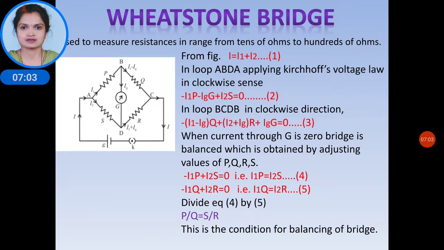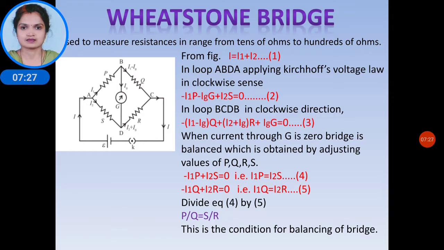Now next we will go for the Wheatstone bridge. The Wheatstone bridge is used to measure resistances in the range from tens of ohms to hundreds of ohms. The Wheatstone bridge was developed by Charles Wheatstone. It is used to measure the values of unknown resistances. Again, it is used for calibrating measuring instruments, voltmeters, ammeters, etc.